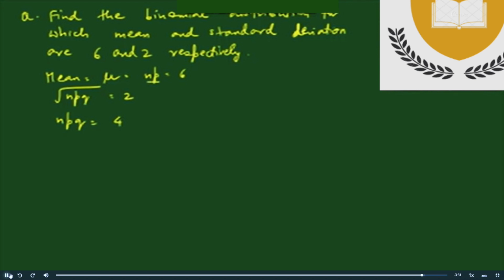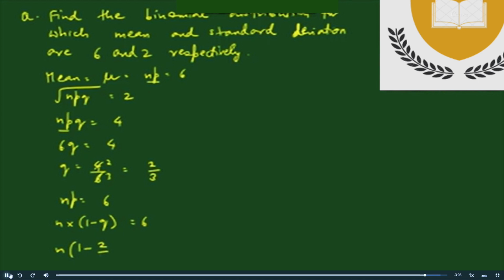Now np is equal to 6, so 6q is equal to 4. q is equal to 4 by 6, so q is equal to 2 by 3. n into p is equal to 6, so n into (1 minus q) is equal to 6. n into (1 minus 2 by 3) is equal to 6. n into 1 by 3 is equal to 6. n is equal to 6 into 3, which is equal to 18.